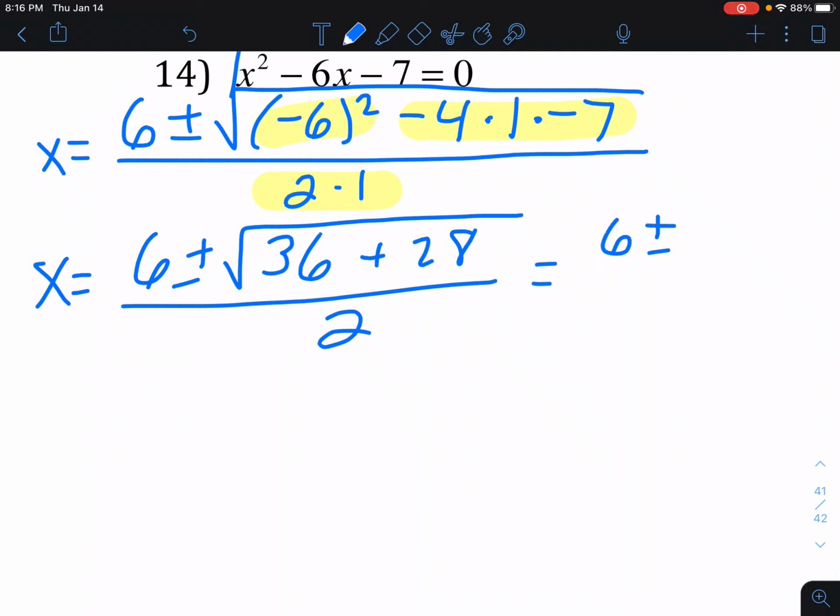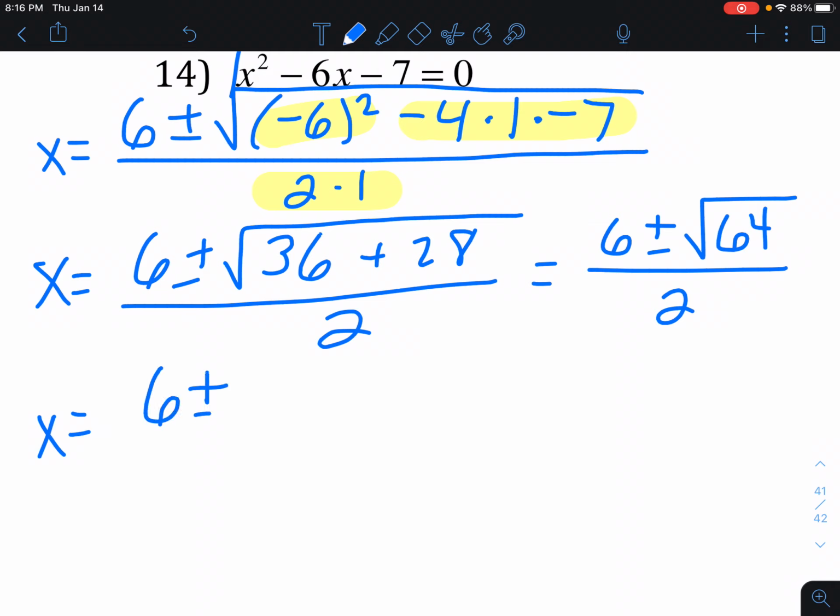In the radical, get the square root of 64. And now we're going to try to simplify that radical. So the square root of 64 is 8. This is going to be a little different than the last problem. The last problem we still had a radical in our answer. This one we will not.